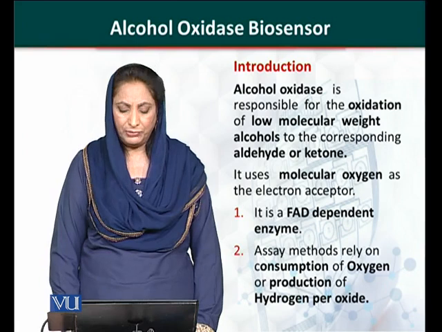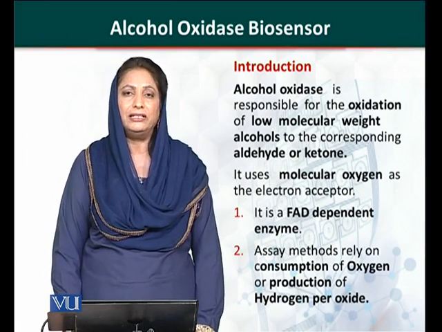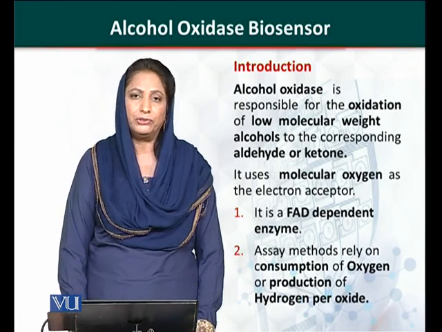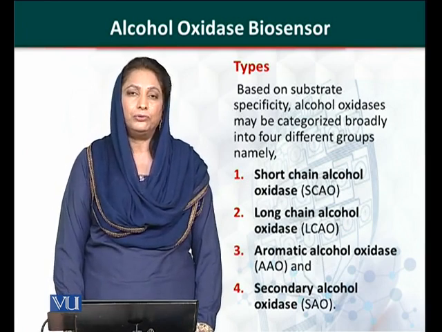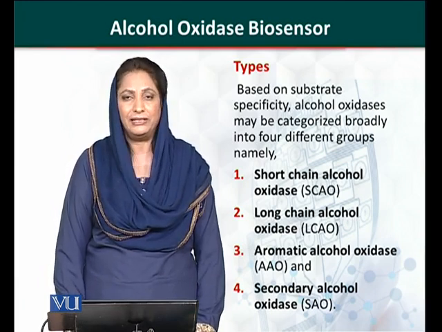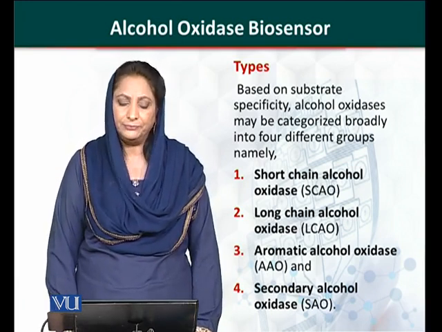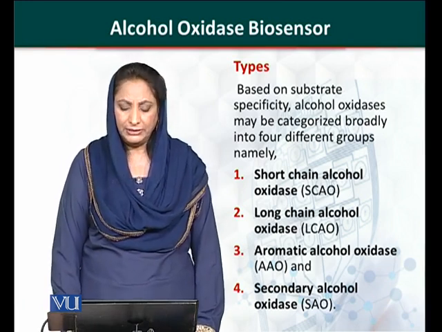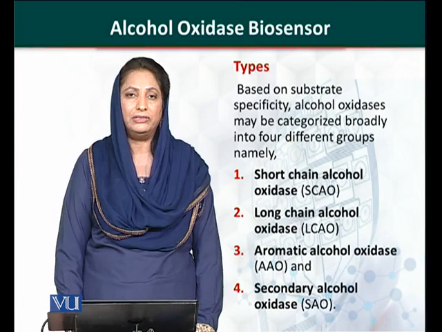It utilizes molecular oxygen. The assay or the estimation of the alcohol oxidase is based either on the consumption of oxygen or the production of hydrogen peroxide. Alcohol oxidase enzymes could be divided into 4 types depending upon the substrate upon which it is acting. The first type is short chain alcohol oxidase, the second type is long chain alcohol oxidase, the third is aromatic alcohol oxidase, and the fourth is secondary alcohol oxidase.